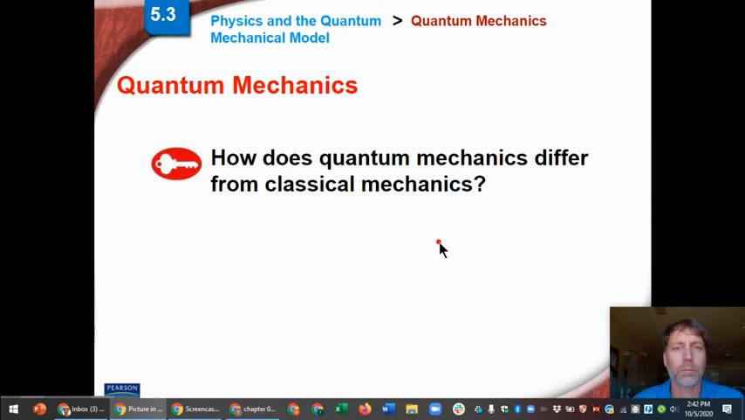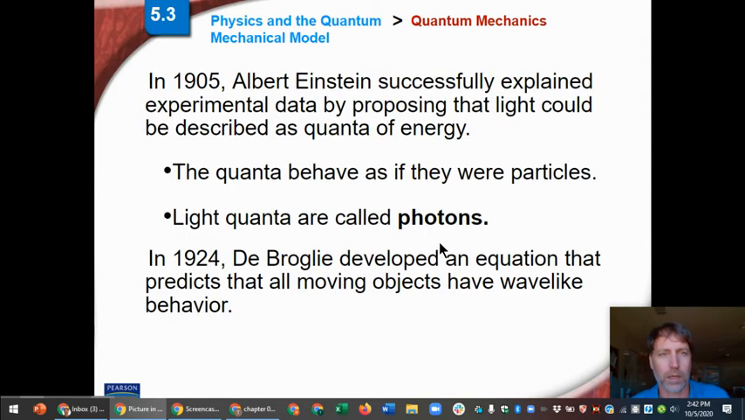Okay? So how does this type of quantum mechanics understanding differ from classical mechanics? And this is where we have to introduce Albert Einstein. He successfully explained, by experimental data, that light could be described as packets or quantities of energy. The quanta behave as if they were particles. Light quanta are called photons. Now, this can be a little confusing because we just learned protons. These are photons. Light quanta, these packets of energy, are called photons.